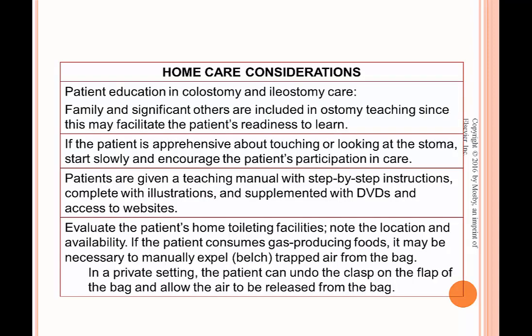Some home care issues: we want to be sure we do good patient education. We want to know if family, significant others, or a social support system are available, and be sure they're included as well. They may also help the patient be ready to learn. Patients may be apprehensive, so it may be slow starting, but with good encouragement and good education, patients learn to participate in their care.